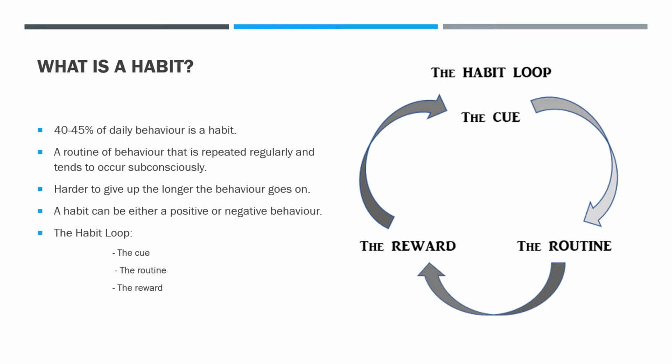A habit is a routine, automated behavior that is repeated regularly and tends to occur in the subconscious mind that becomes harder to give up the longer that behavior goes on. Different to addiction, a habit can be either a positive or a negative behavior. Every habit follows the same process. This is known as the habit loop.